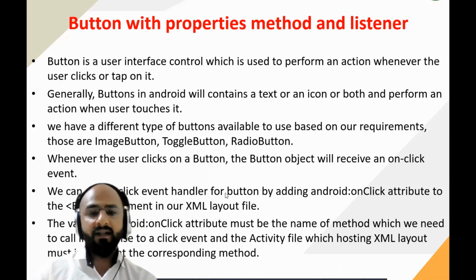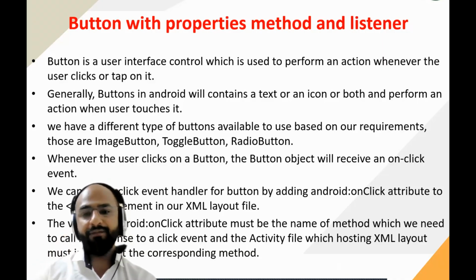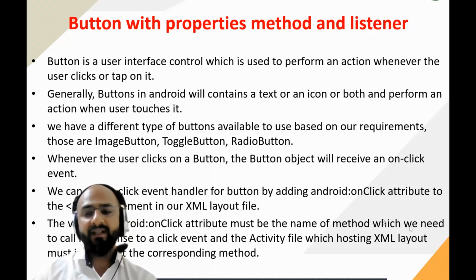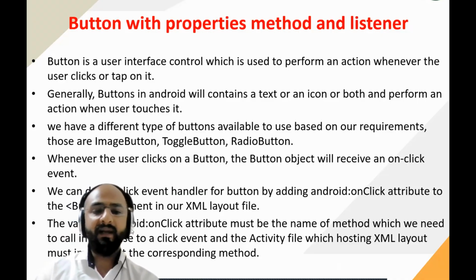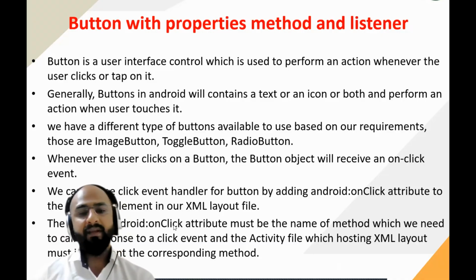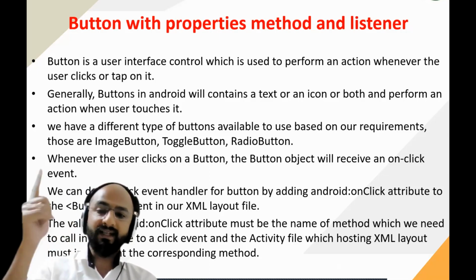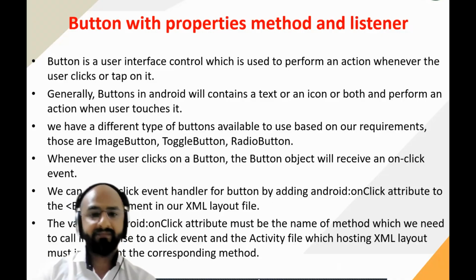We can define click event handle for button by adding Android :click property also. If you do not want to write the click listener in the KT file, you can provide Android :on click attribute to the XML file. The value of Android colon click must be the name of the method which we need to call in the response to a click event. So आपको यहाँ पे क्या करना पड़ेगा, Android colon on click equal to मेथड का नाम लिखना पड़ेगा और वो ही मेथड Android Studio में वहां पे KT फाइल में बनेगी. और when the user click on that button, that method will be called automatically.